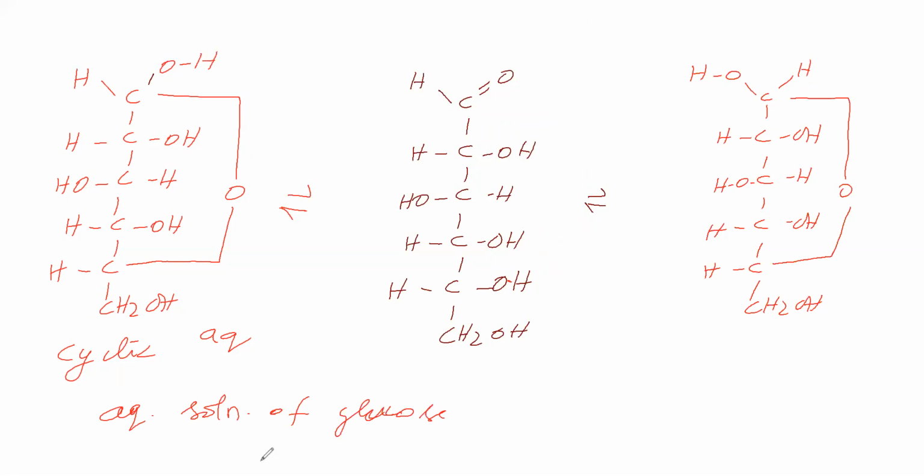In the aqueous solution of glucose, equilibrium is possible. This is the open chain structure, and this is the cyclic structure. So in the aqueous solution of glucose, such a type of equilibrium is possible. The open chain form is there, and the cyclic forms are also there.